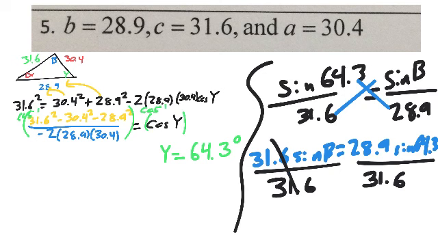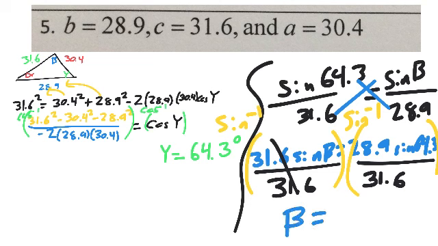And now I've got sine of beta, so I would take an inverse sine of both sides. And so now in my calculator, I'm putting the inverse sine of 28.9 times sine of 64.3 divided by 31.6. So I find that beta is equal to 55.5.